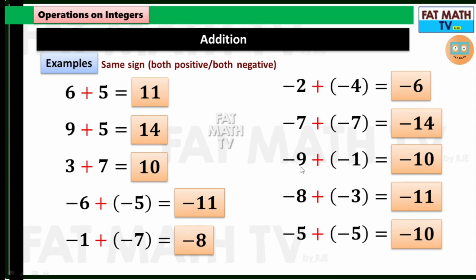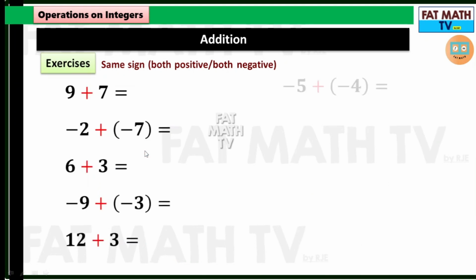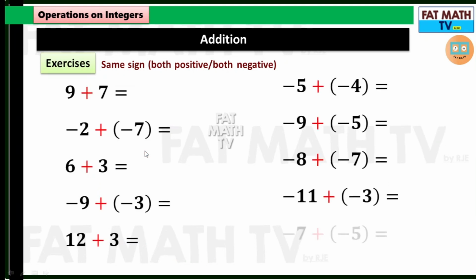So what we do here is we just add the absolute values and copy the sign. If both are negative, the answer should also be negative. If both are positive, the answer should also be positive. Okay, answer the following exercises. So if you can answer, then pause the video. If you're not yet done, then take your time and check if your answers are correct.